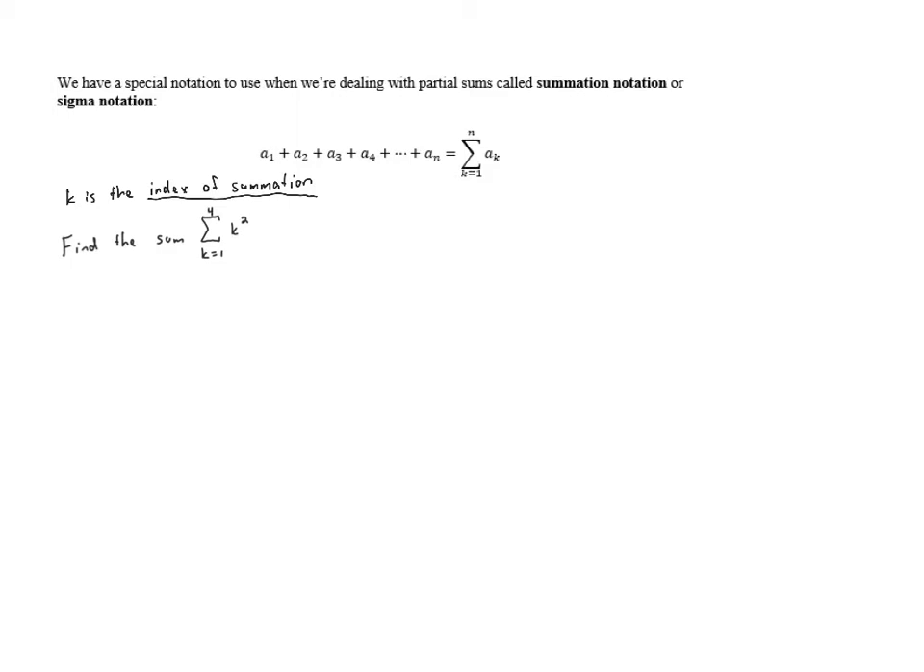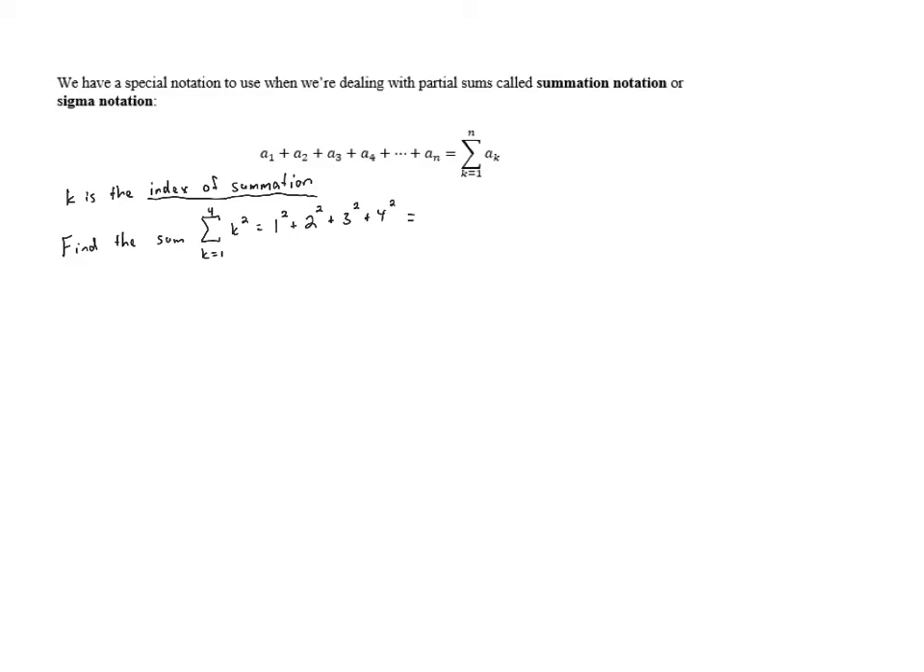Find the sum of k squared as k ranges from 1 to 4. What this means is we're going to add a bunch of terms that look like k squared, but k is going to be different in each term, starting with 1 and going all the way up to 4. So this means we have 1 squared plus 2 squared plus 3 squared plus 4 squared.